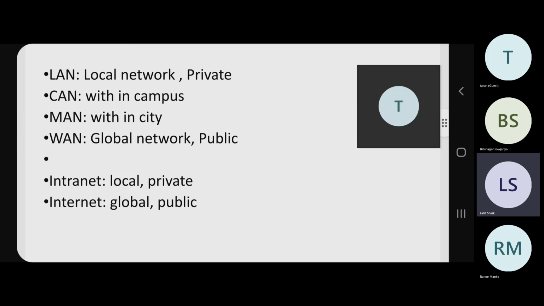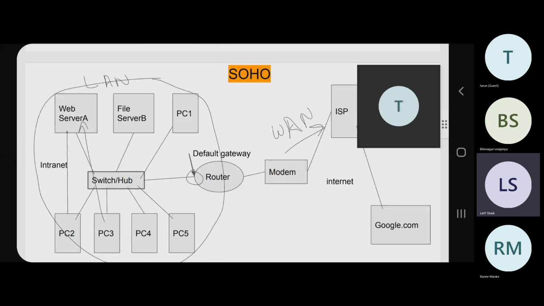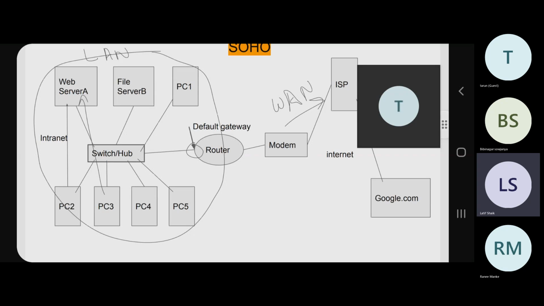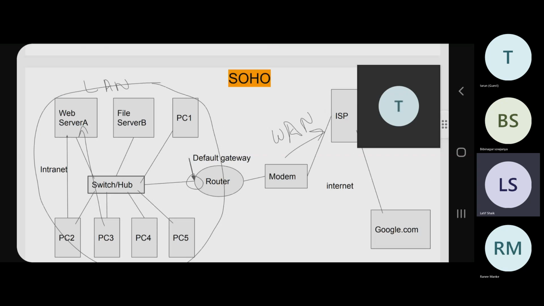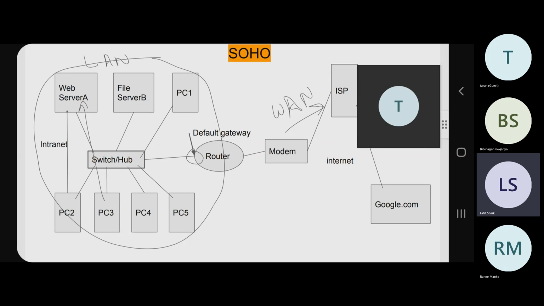Then we have to discuss a small office, home office kind of network. What are the devices we use simply in a home or a small office, like routers, switches, modems, Wi-Fi routers, default gateways.